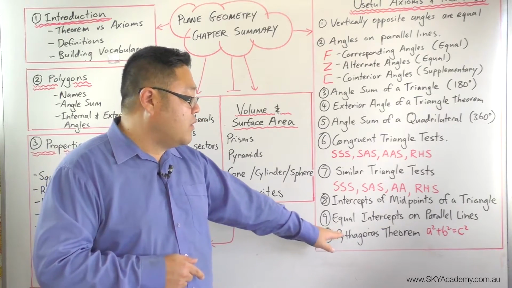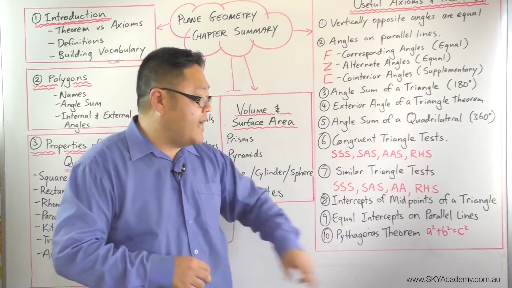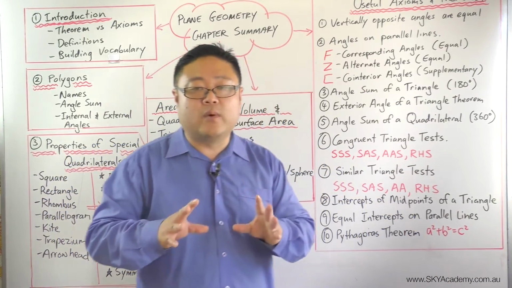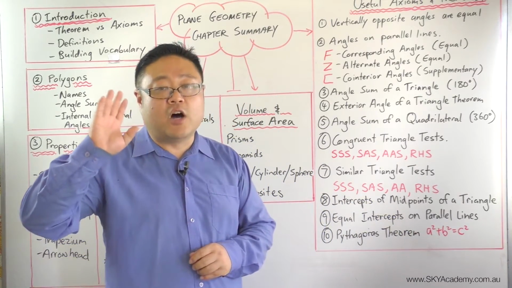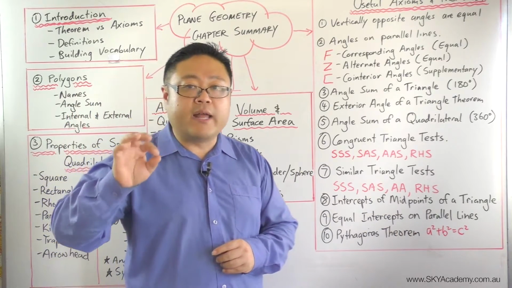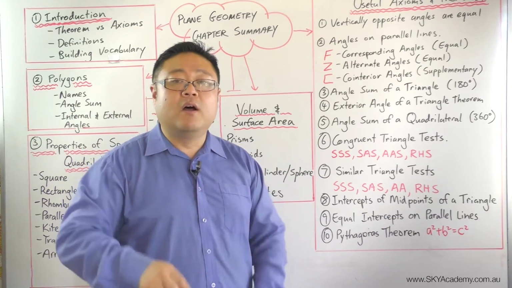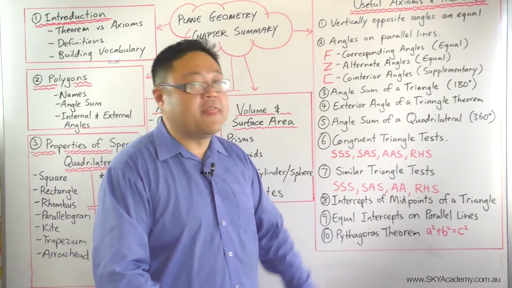And finally, we worked out Pythagoras' theorem. And Pythagoras' theorem, of course, is a squared plus b squared equals c squared. I know that's just a formula, but what that really means is that the square of the hypotenuse in a right angle triangle is equal to the sum of the squares of the two shorter sides. So there's Pythagoras' theorem there.